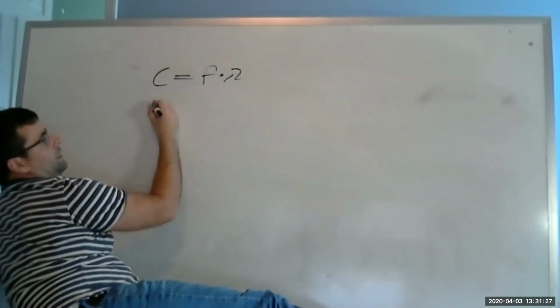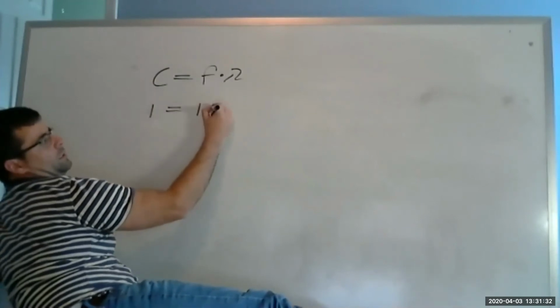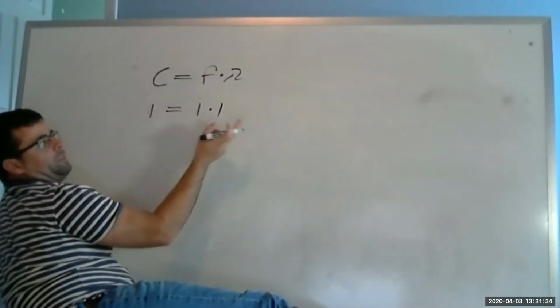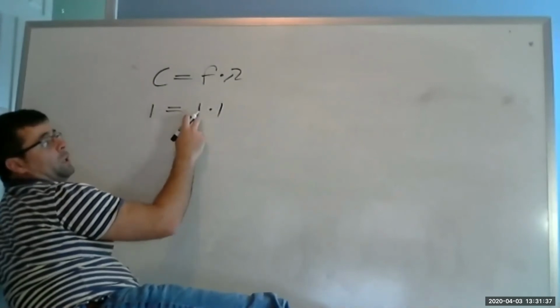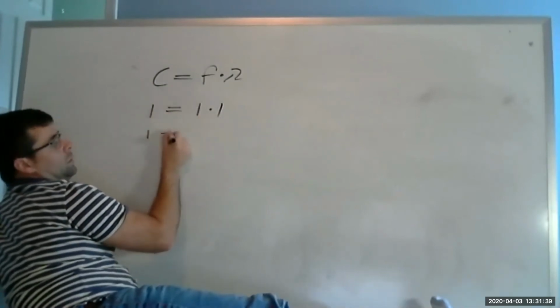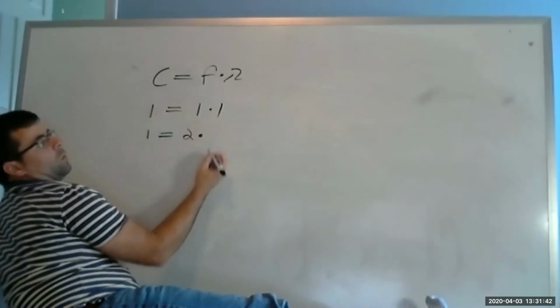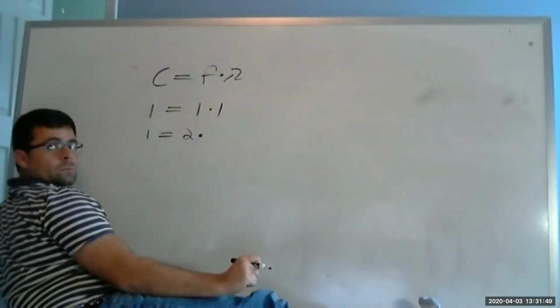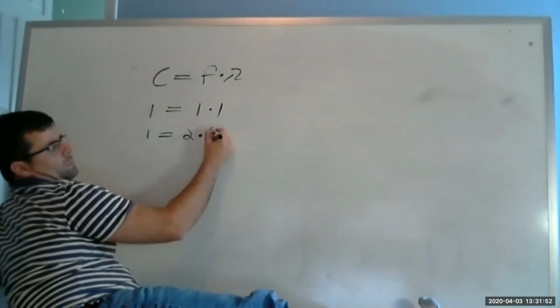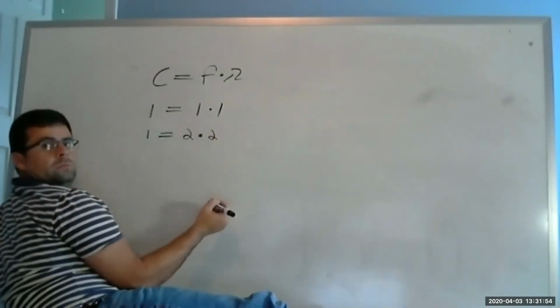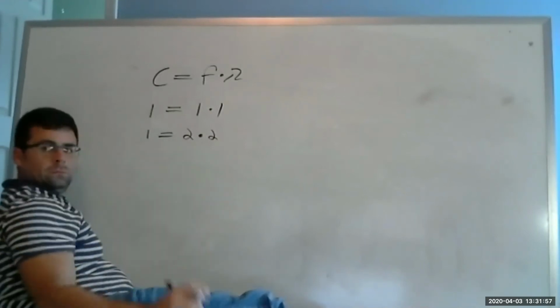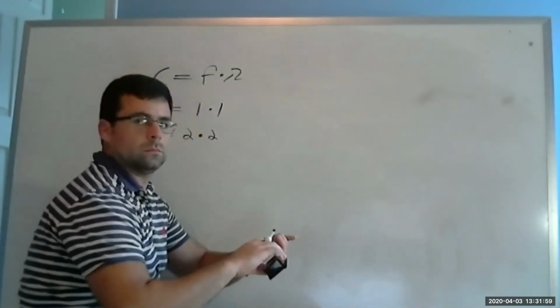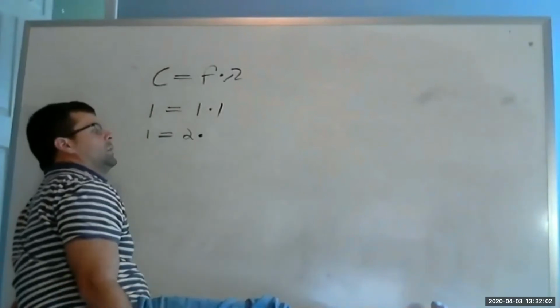So let's say 1 equals 1 times 1. So that fits. What if we make the frequency 2? What happens to the wavelength? It becomes 1/2. Yeah, 2 times 1/2 equals 1.